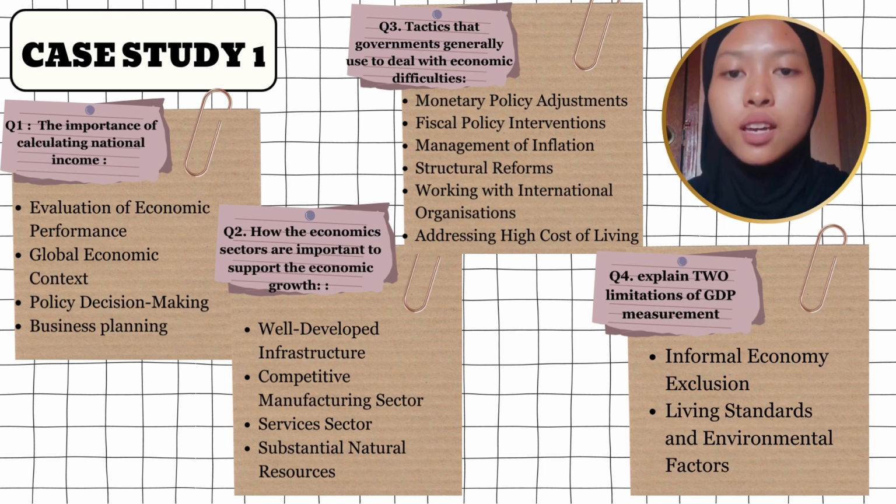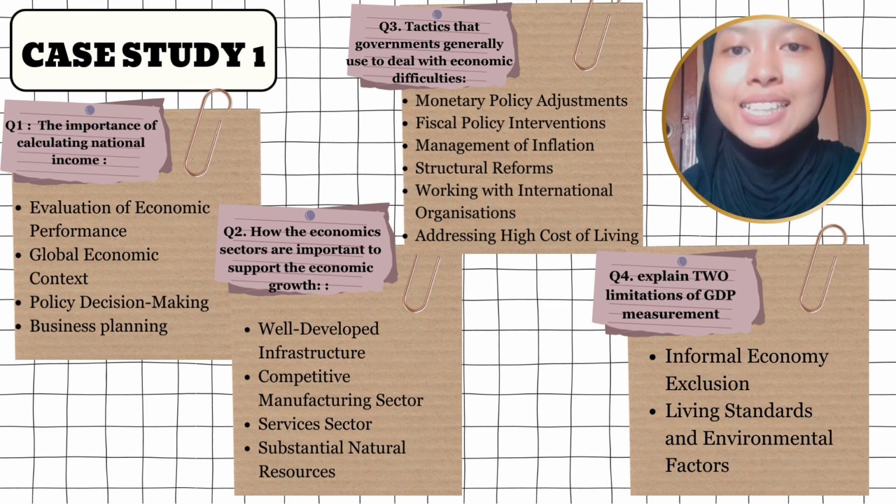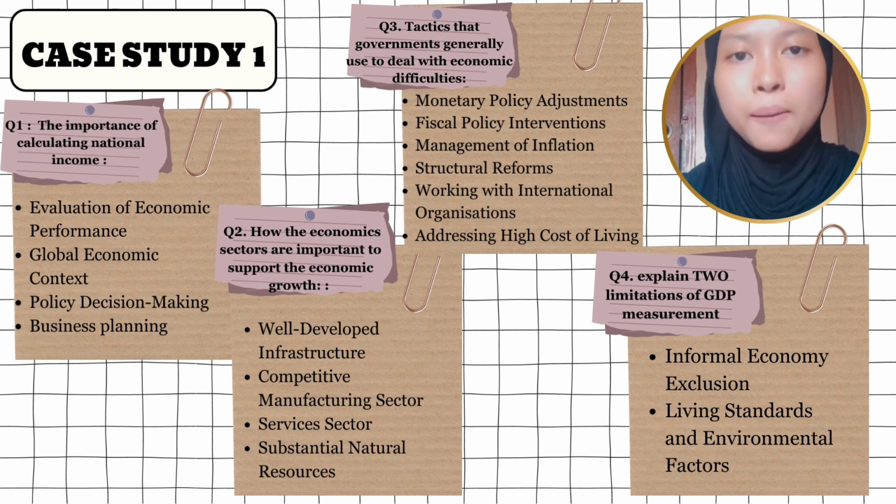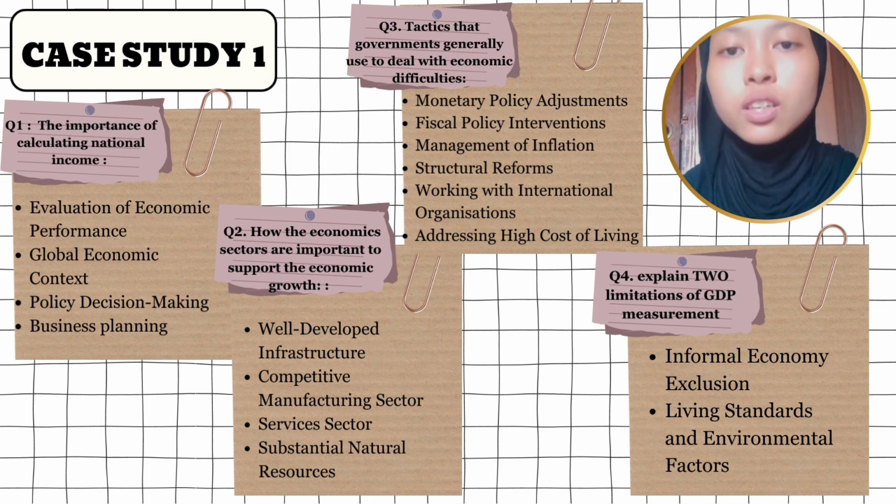The third one is policy decision making. To create efficient economic policies, the government and central bank always use GDP data. The last one, business planning. Businesses need to use the information from national income computation to inform their strategic decision making.